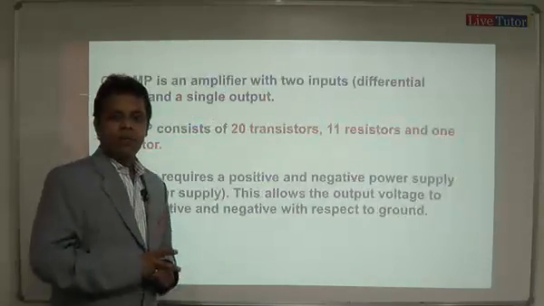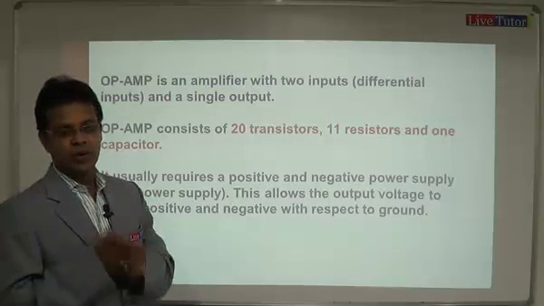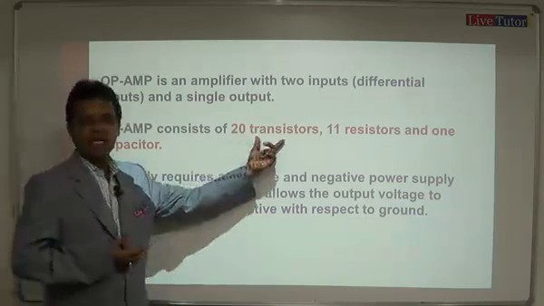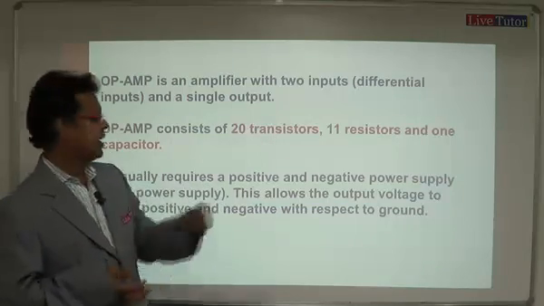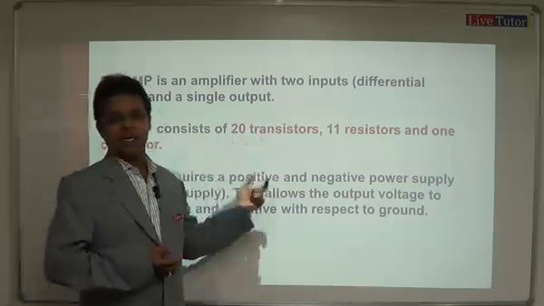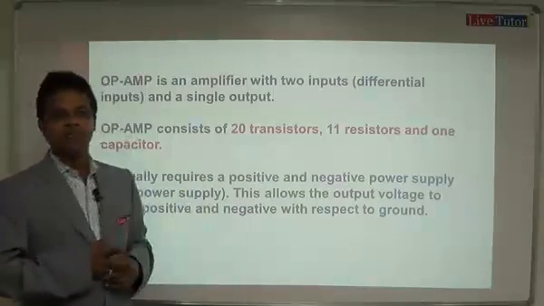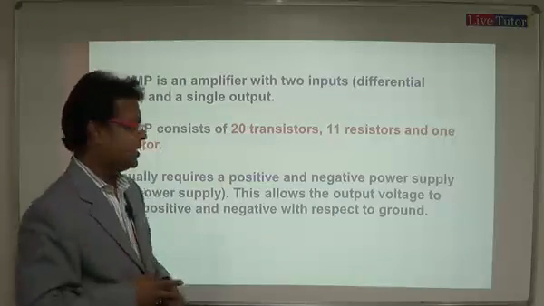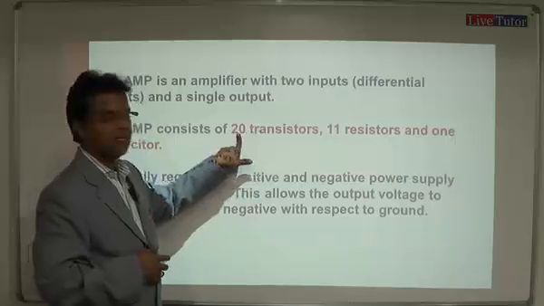And we know that the operational amplifier has got 2 inputs and only 1 output. They often ask this in multiple choice: an operational amplifier consists of, and they only change the numbers. 20 transistors, 11 resistors, 1 capacitor. How do you remember this? I'll tell you a very simple way. We know T20 matches well, isn't it? So T20 stands for 20 transistors.